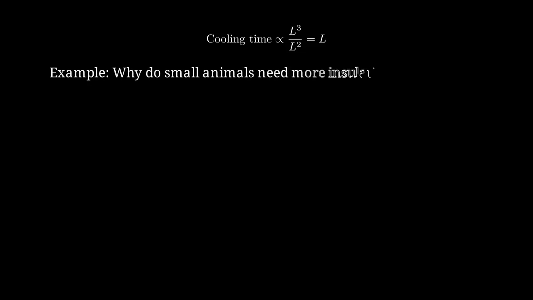This explains why small, warm-blooded animals like shrews need proportionally more insulation and must eat constantly. They lose heat much faster relative to their body heat content. This also explains why a small potato might take 30 minutes to bake, but a large turkey takes several hours. Cooking time scales roughly with the linear dimension.